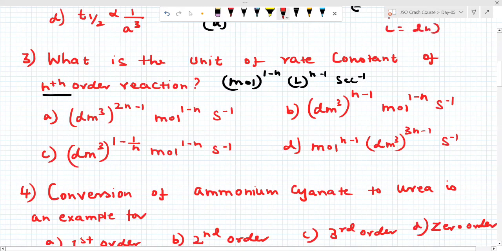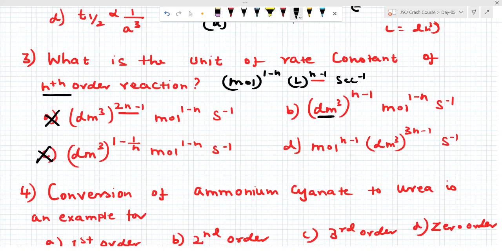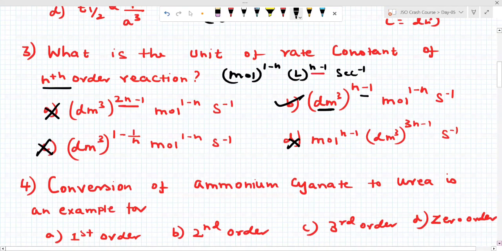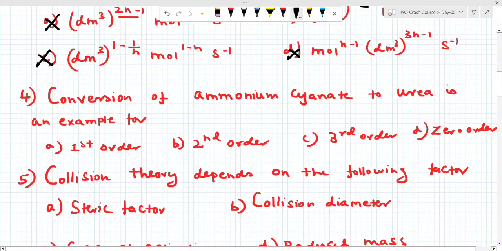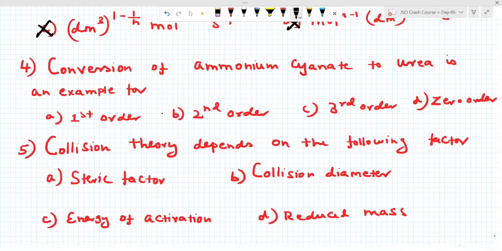So where is n minus 1? Here it is 2n minus 1, so this is wrong. This other one is also wrong. This one with liter has n minus 1, but the other is wrong. So the answer is option B: decimeter cube, that is liter to the power n minus 1, mole to the power 1 minus n, second inverse. Option B is correct. Remember the nth order reaction. Next, the conversion of ammonium cyanide to urea is a second order reaction; remember this direct question.